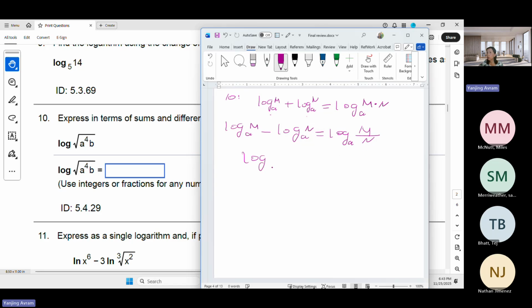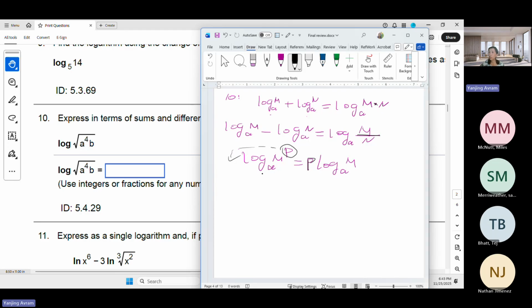And then we also have a power rule in here. This is m to the p power. P can be moved all the way to the front and become a coefficient: p log a of m. So these three rules are very important for this section, and you will need to know them. This is the product rule, this is the quotient rule, and this is called the power rule. It's a power, right? And then you can take it all the way to the front to become the coefficient. So using these three rules, you will be able to combine or expand the logarithm.